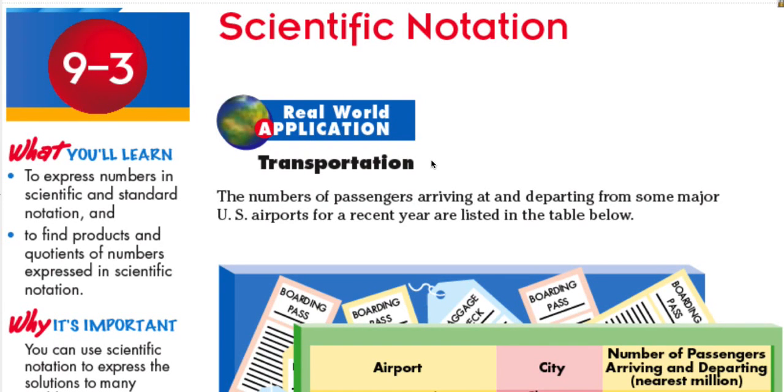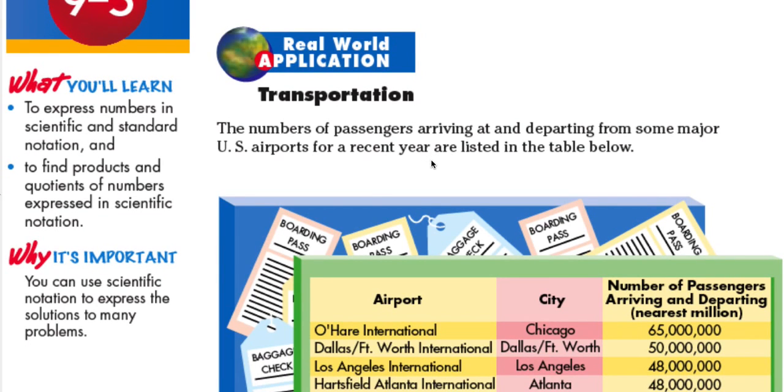Lesson 9-3 Scientific Notation. In this lesson you learn to express numbers in scientific and standard notation and to find products and quotients of numbers expressed in scientific notation. Why is it important? Because you can use scientific notation to express the solutions to many problems. Let's take a look at this real-world application in transportation.